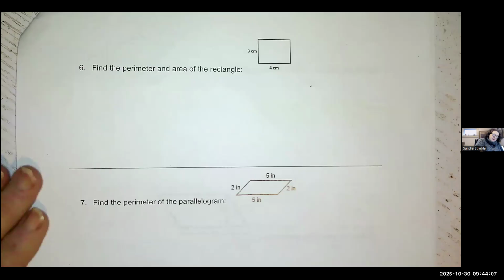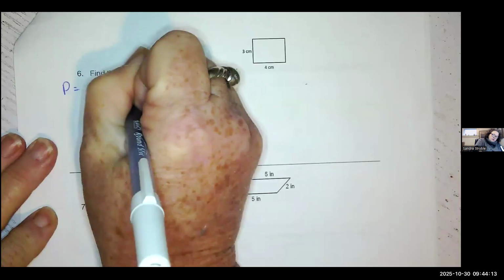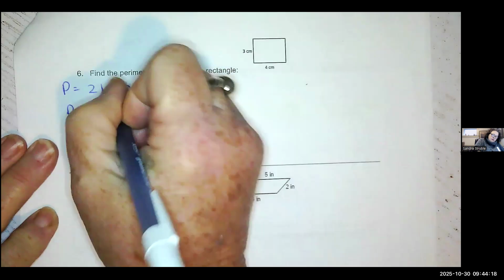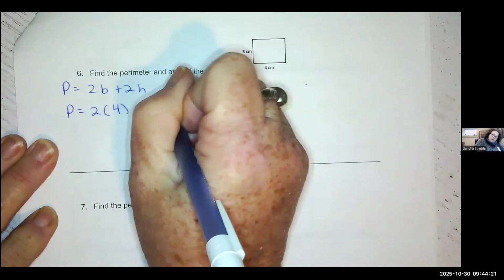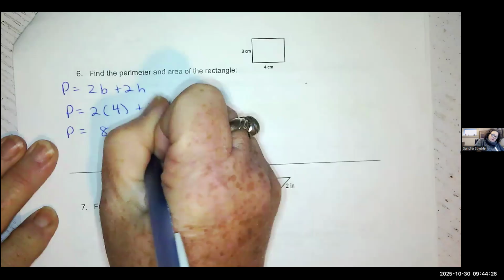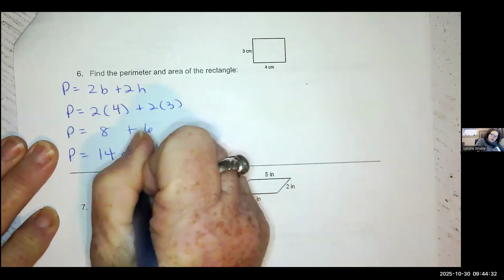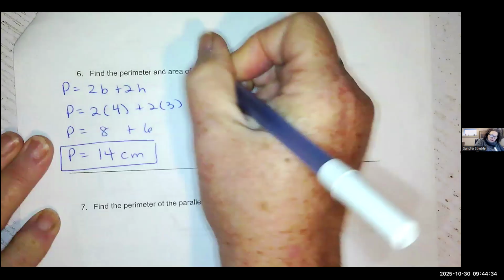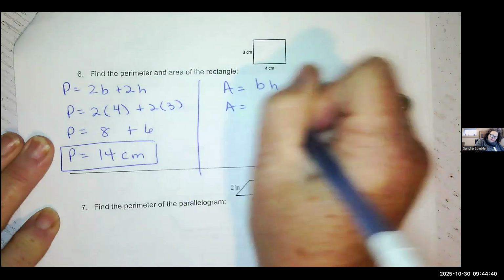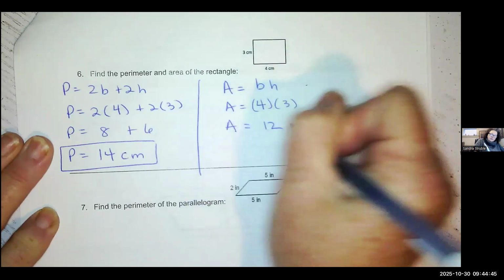So the perimeter is 2 base plus 2 height. 2 times 4 plus 2 times 3. 2 times 4 is 8. 2 times 3 is 6. And then you add them. 8 plus 6 is 14. Don't forget your unit. Area is base times height. So 4 times 3 is 12. Do not forget your unit and to square it.